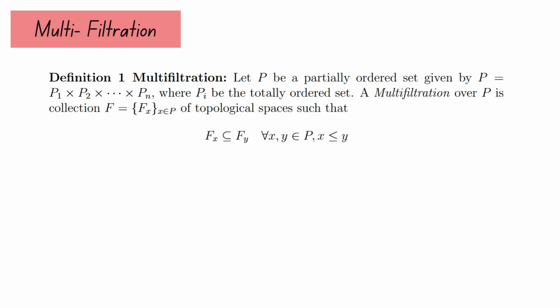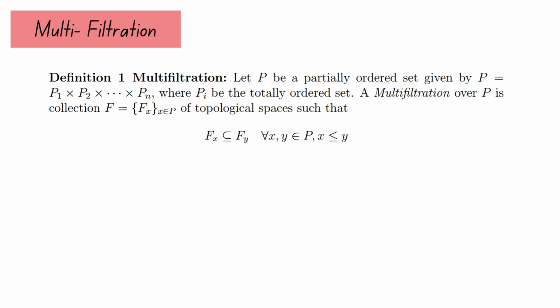So this is the non-categorical definition of multifiltration. We have a partially ordered set P, which is given by P1 times to Pn, where Pi is a totally ordered set. And a multifiltration over this partially ordered set is a collection of topological spaces such that whenever x is less than or equal to y in the partially ordered set, we have f of x to be a subspace of f of y.